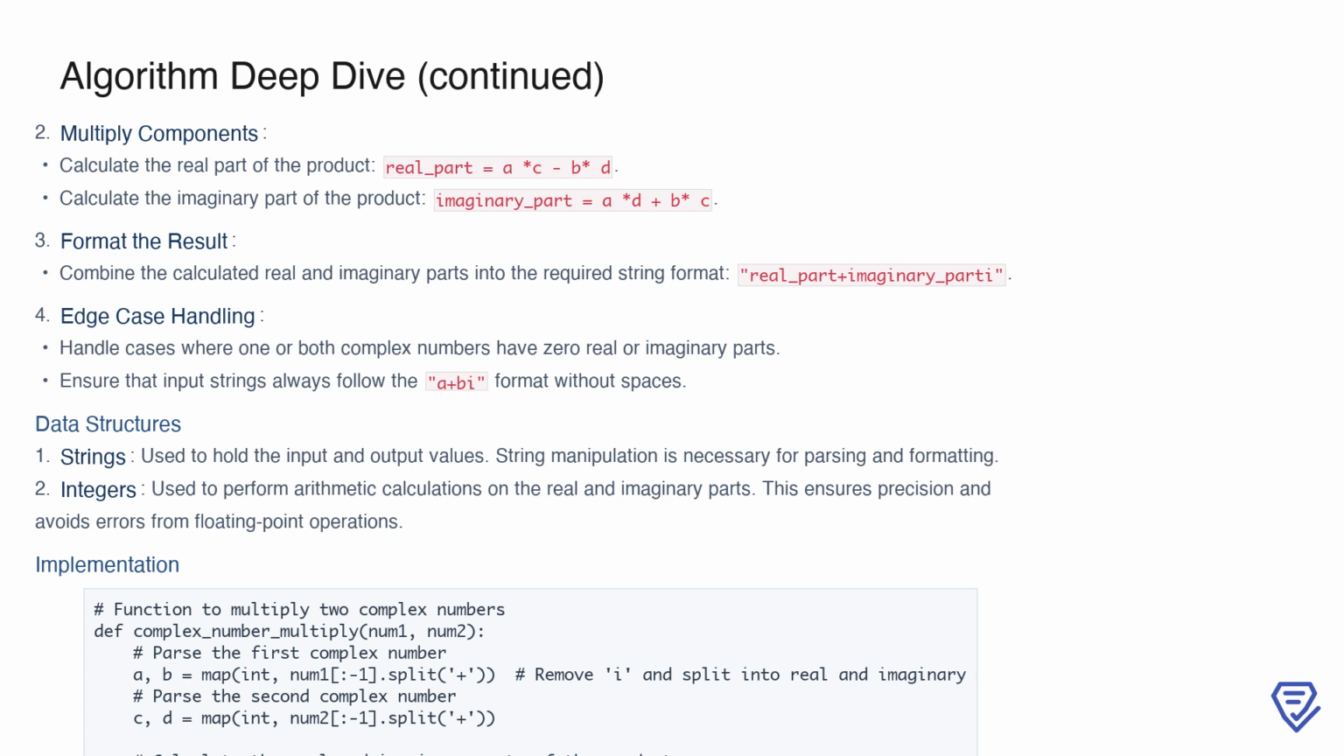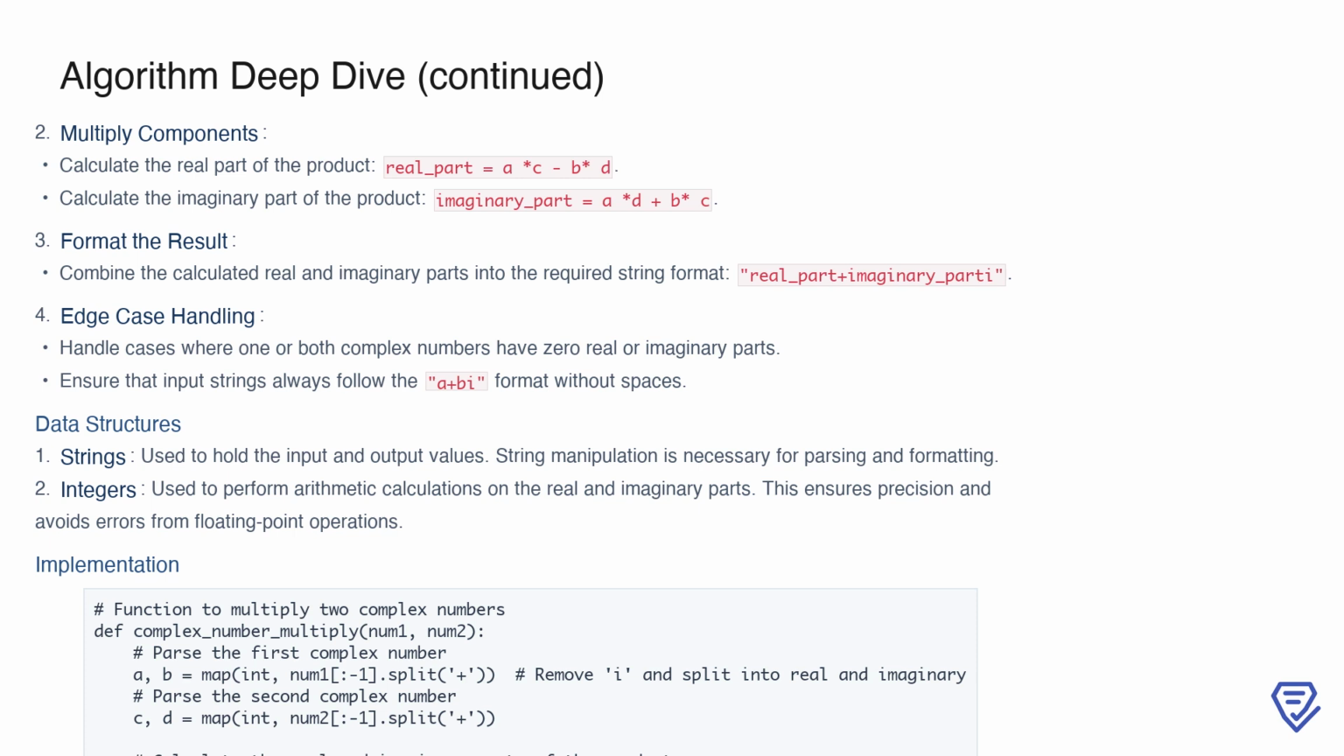Now that the inputs are parsed, the next step is to multiply the components of the complex numbers. Using the formula introduced earlier, we calculate the real part of the product as A*C - B*D. Similarly, the imaginary part is calculated as A*D plus B*C. Once we have these two components, we need to format the result back into the required string format. This is achieved by combining the real and imaginary parts into a string like real_part plus imaginary_part i.